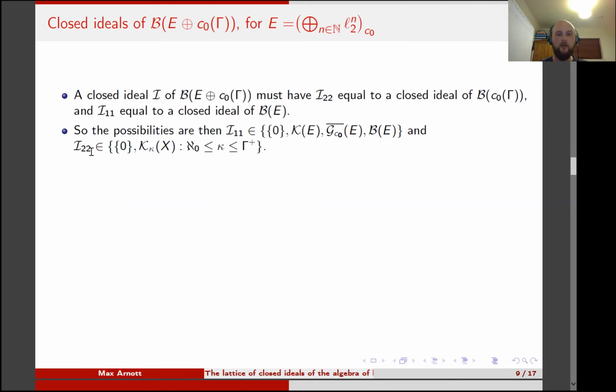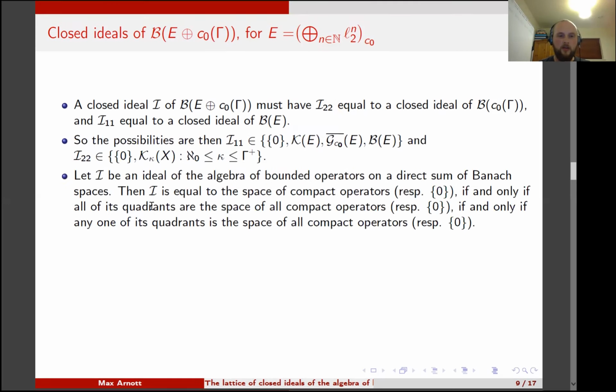And the fourth quadrant is going to be either 0 or some kappa compact operators in that position. So what you can quite simply prove is that if I is an ideal of the bounded operators on a direct sum of Banach spaces, and any of its quadrants are the compact operators, then all of them must be. And that goes in converse as well.